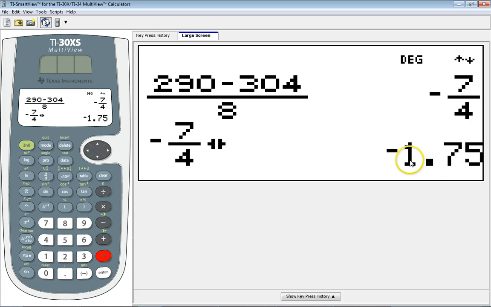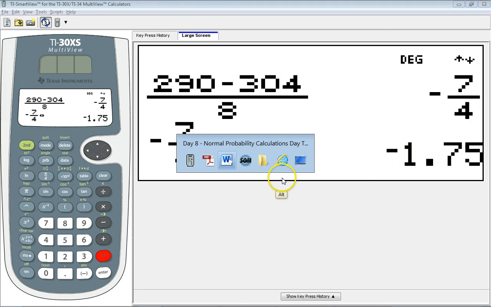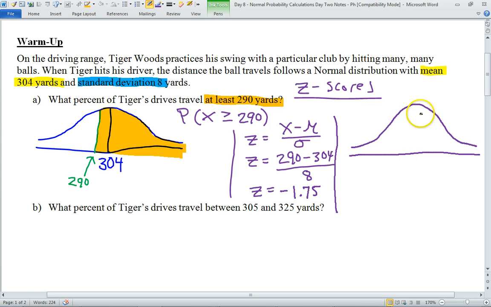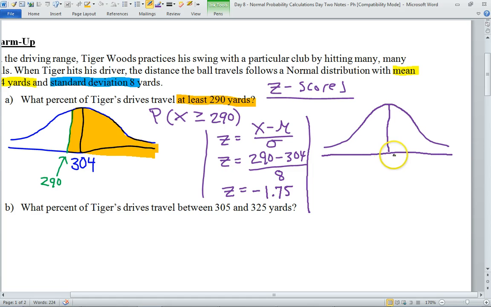Please understand this is negative 1.75 standard deviations to the left. Keep that in the back of your mind. Anyway, for right now, negative 1.75. Alright, let's go ahead and draw a new picture. I'm just drawing a new picture because now I want it in terms of z-score instead of these values. Z-scores are standard deviations to the left or right of the mean.